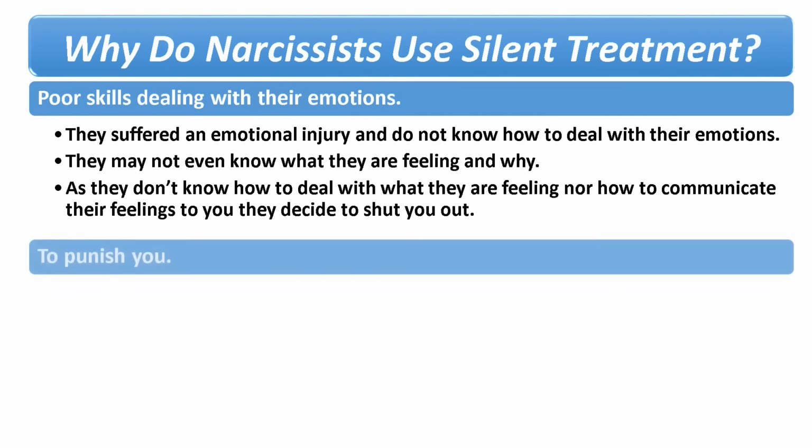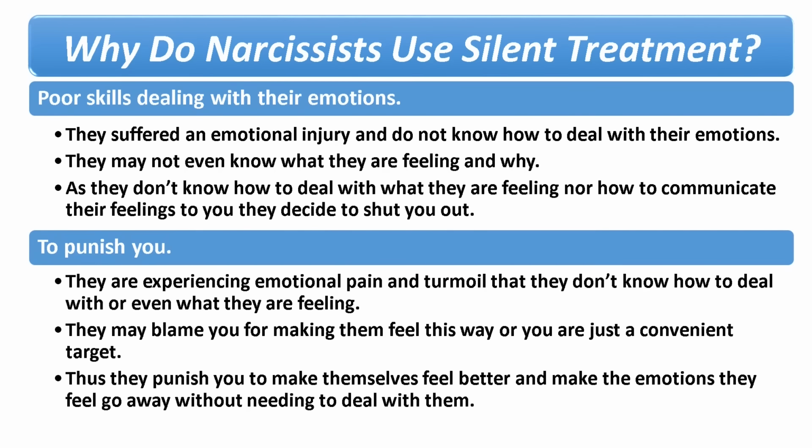Poor skills dealing with their emotions. They suffer an emotional injury through something you said or did, or that they perceive wrongly. Or their emotions are in turmoil due to something that happened in their life. They may even be envious of your progress or something good that happened in your life, or just because you are happy. Their insecurities may have been triggered in some way and they feel afraid, but don't know why. They may not even know what they are feeling and why, as they don't know how to deal with what they are feeling, nor how to communicate their feelings to you. They decide to shut you out, to punish you.